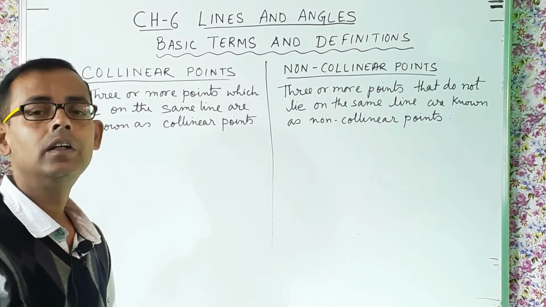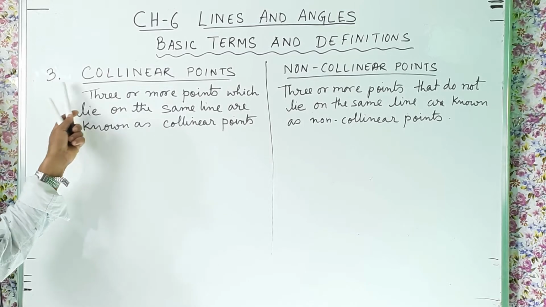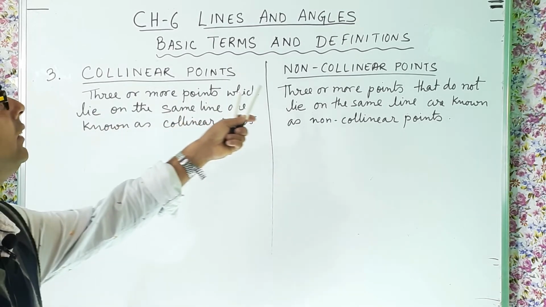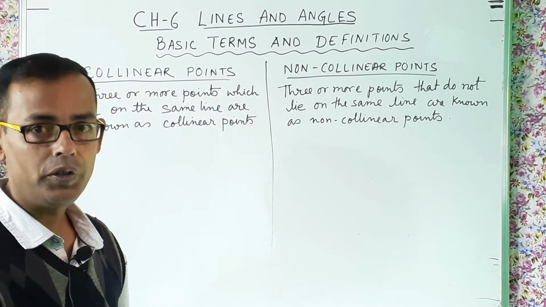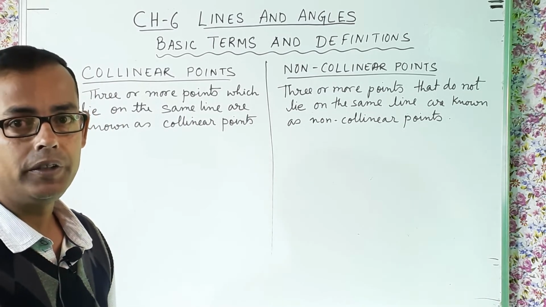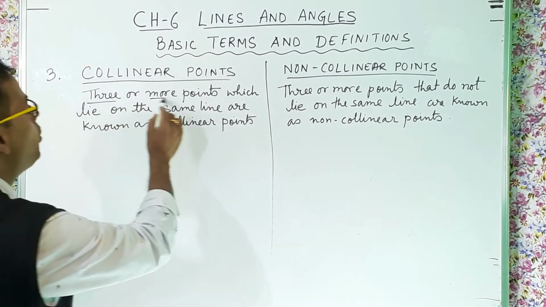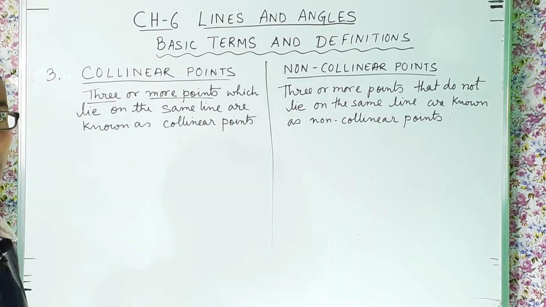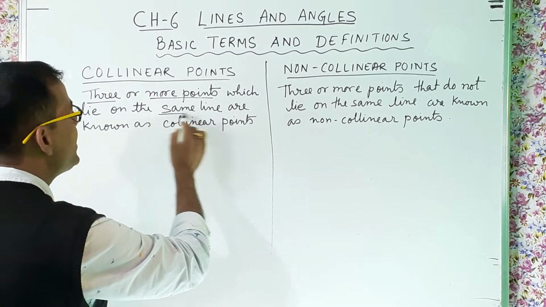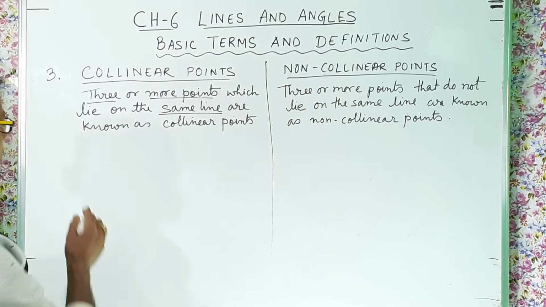Okay. Now the next one, the third one, is collinear points, and another one is non-collinear points. So what are collinear points and what are non-collinear points? Three or more points which lie on the same line are known as collinear points. Now, lie on the same line, we have already studied what a line is and how it looks.